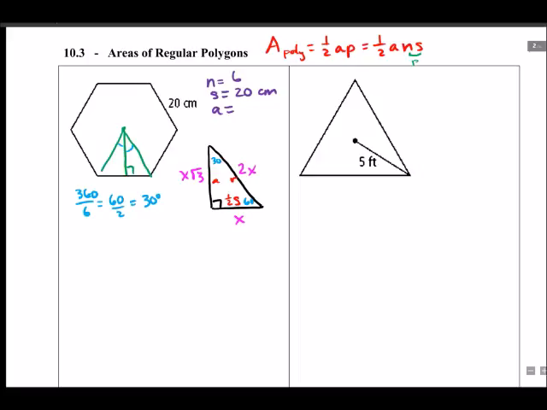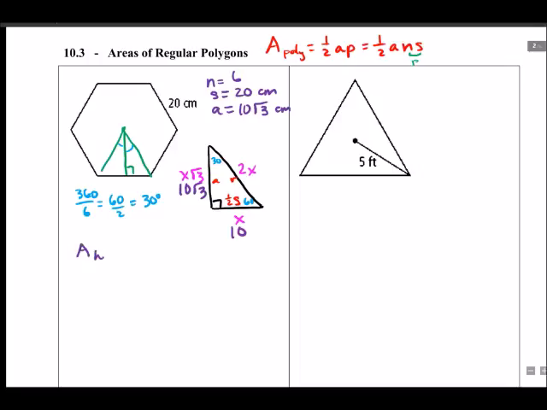And what else do we know on our triangle here? We know that the side length is 20, so half of a side length is 10. So our altitude, or our apothem here, is 10 square root 3. So we now have 10 square root 3 centimeters. And then we simply write our formula.